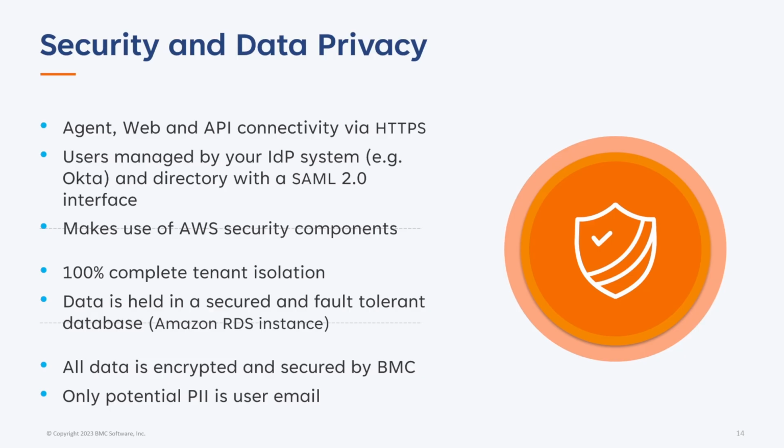User access is managed through your existing identity providers using SAML 2.0, such as Okta, so authentication aligns with enterprise security standards. The platform leverages AWS security components with 100% tenant isolation to ensure customer environments remain fully isolated. And tenant data is stored in a secure, fault-tolerant database hosted on Amazon RDS, and all the data is encrypted and secured by BMC. From a privacy standpoint, the only potential PII stored is the user email address.